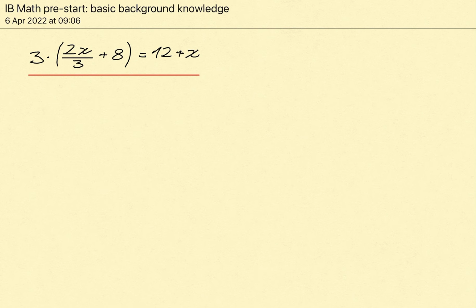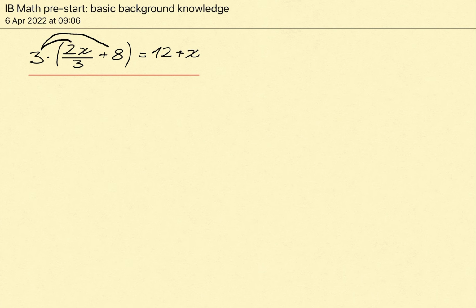Now, what we're going to do is first of all expand the brackets. Most of you should already be familiar with this idea. Anything that's in front of a bracket and is multiplying those brackets, if we've got this 3 in front, this should multiply everything that's inside the brackets.